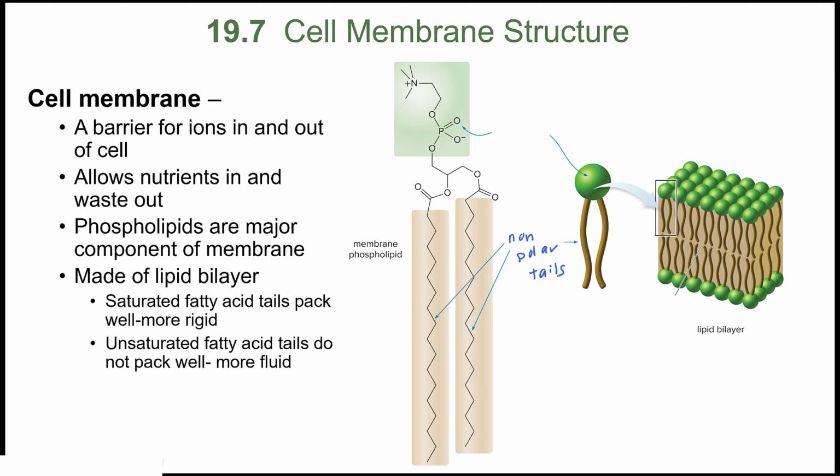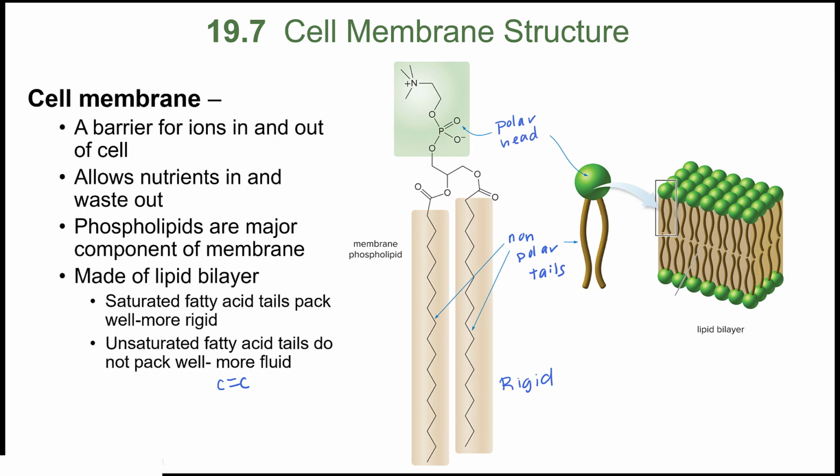So as we've seen before, those fatty acid tails are made of a long chain of carbons, so that makes them have a nonpolar property, which we can see here. If you have saturated fatty acid tails, those pack well together and make the cell more rigid. And if you have unsaturated fatty acid tails, so there's carbon-carbon double bonds here, the wall is going to be more fluid.